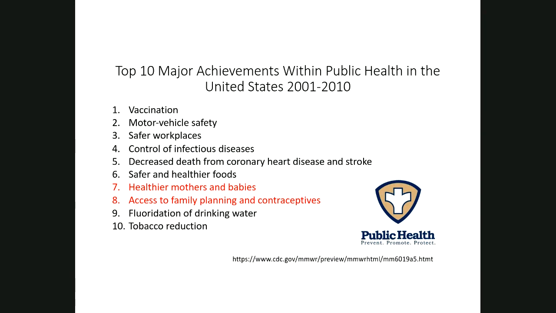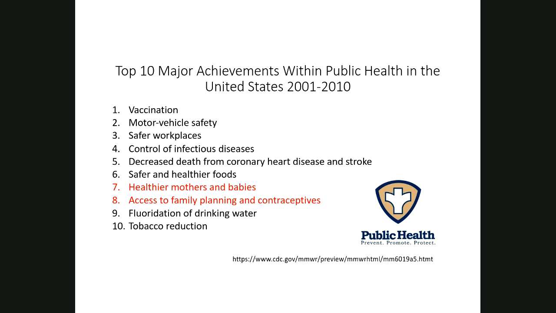One of the CDC Healthy People 2020 goals included improve the health and well-being of women, infants, children, and families, because we can't just stop at those goals from 2001 to 2010 because of the increase in maternal mortality, infant mortality rates that we see.